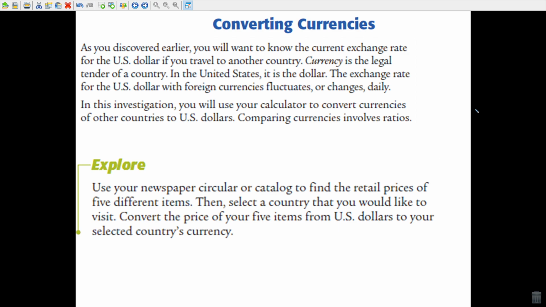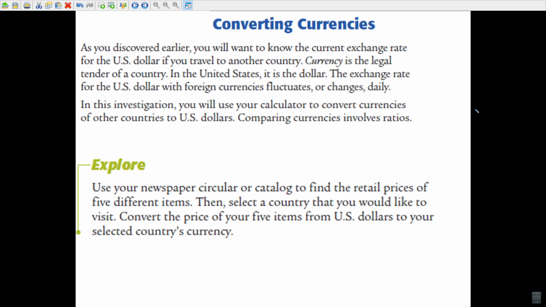Converting currencies. As you discovered earlier, you will want to know the current exchange rate for the US dollar if you travel to another country. Currency is the legal tender of a country. In the United States, it is the dollar. The exchange rate for the US dollar with foreign currencies fluctuates, or changes, daily.